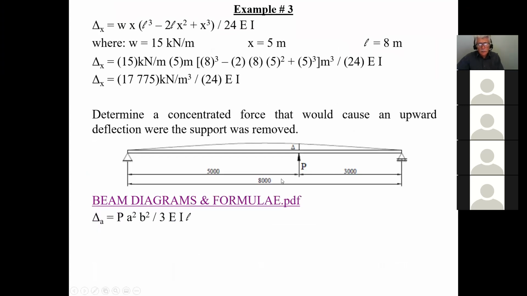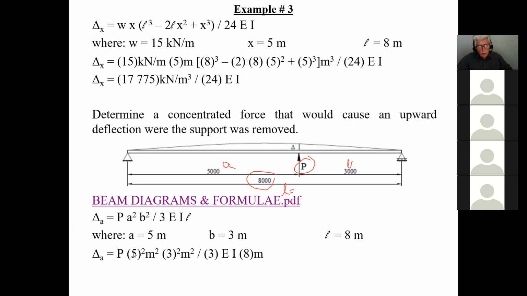So I use delta A is equal to A squared, B squared. Like I said, this is the value of A, this is the value of B, P I don't know. But L always represents the span. So I have A equal to 5 meters, B equal to 3 meters, L equal to 8 meters. To keep it simple, I put everything in the equation. I go P is equal to A squared, meter squared, B squared, meter squared.